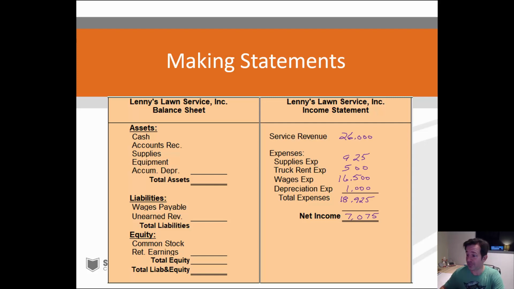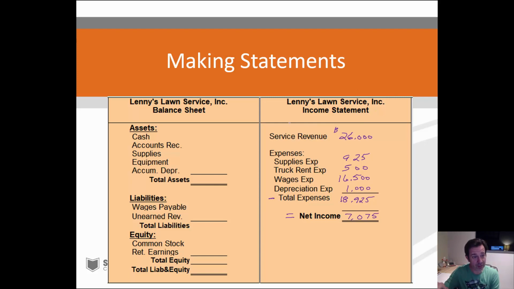All right, so we got our income statement. Now I pulled my numbers off of the ledger accounts. I got revenue of 26 grand. I've got my expenses on there, totaled up. Revenue minus my expenses equals net income. You'll notice, again, no cost of goods sold, no gross profit because we're not selling inventory. So I've got all that info in there, and now I'm ready to do the balance sheet.